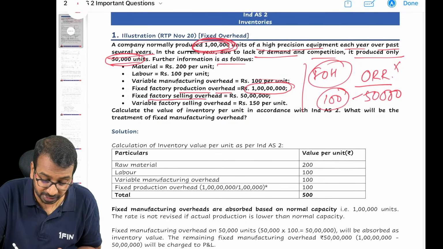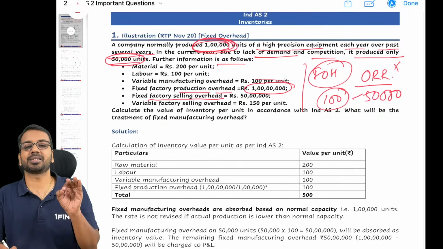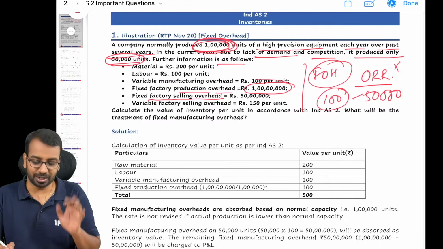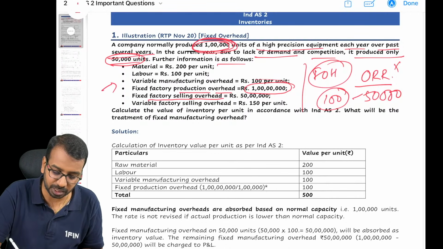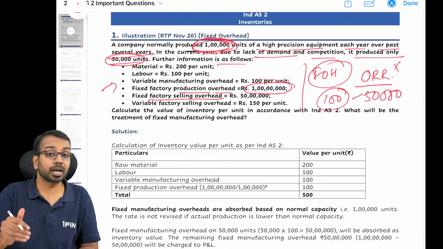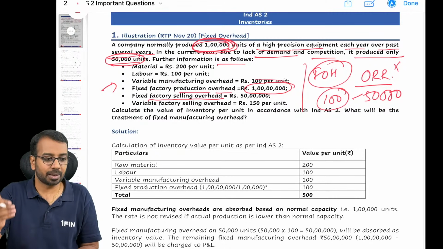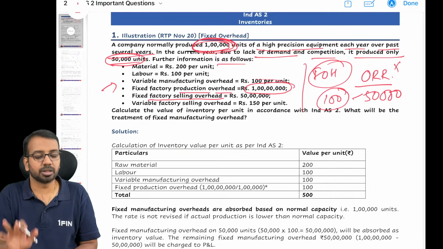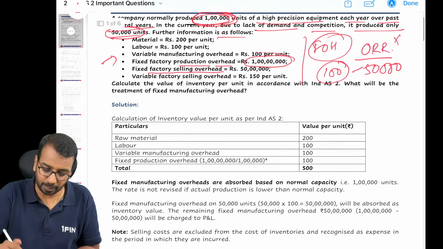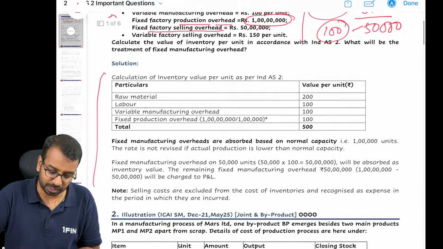Sir, what about fixed factory selling overhead? Selling expenses are not treated as part of inventory. So here the only treatment you have to be careful about is that when the actual production is less than the planned production, we do not change the overhead recovery rate. Apart from that, the remaining things you can understand.